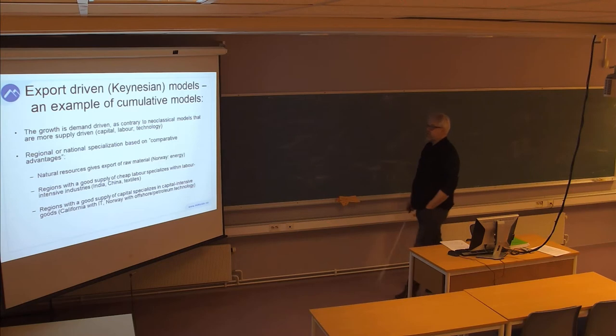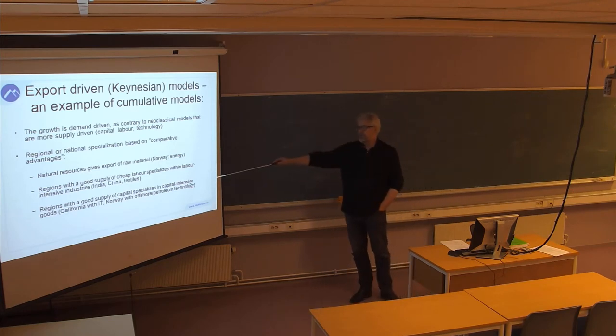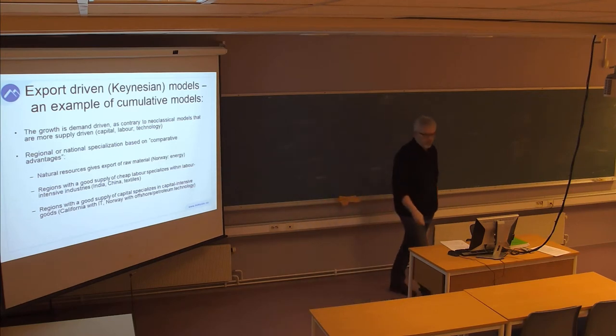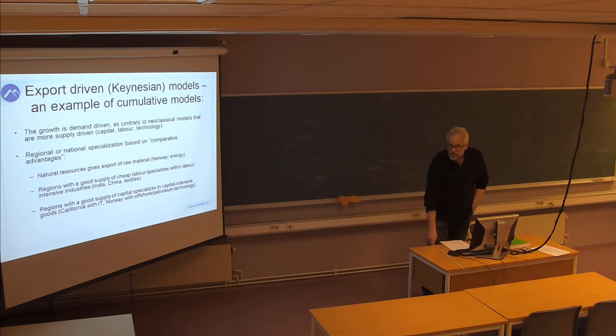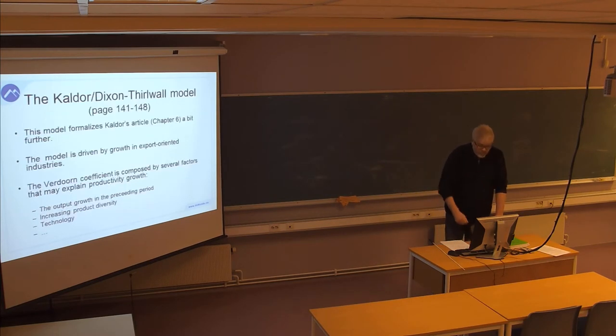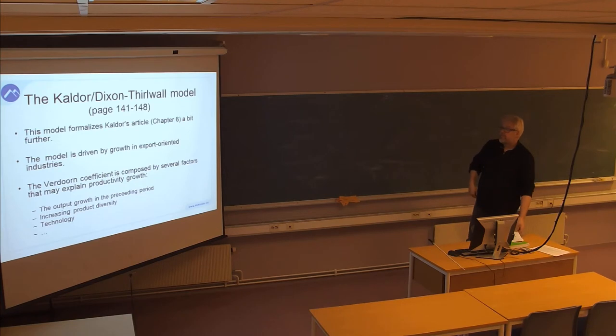Regions with a good supply of capital specialize in capital-intensive goods. Silicon Valley with information technology, Norway with other types of technologies as examples. So the export is the main driving factor here. So this model actually consists of four equations. I'll come to them.